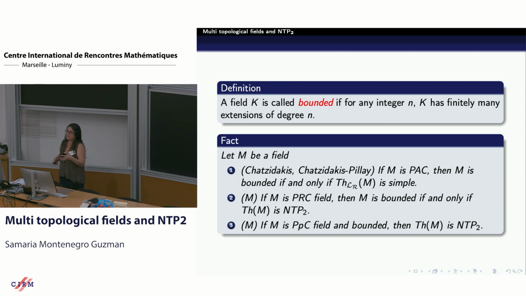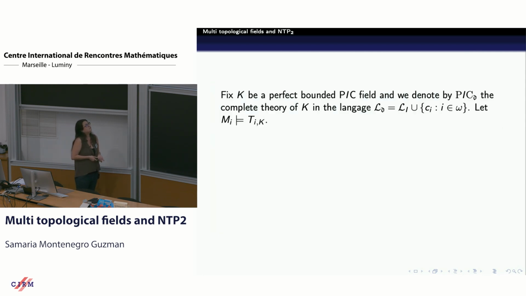So we have some relation, and we want to know what we can do for our PIC fields. Now we will work with PIC bounded fields, because of course we want them to be bounded to try to do something. We can suppose that we have a language with a lot of constants, because we want to encode a little bit the algebraic extensions. So I will fix my perfect bounded PIC field K. I take a language that has a lot of constants, and I will also fix a model of T_i that contains K.